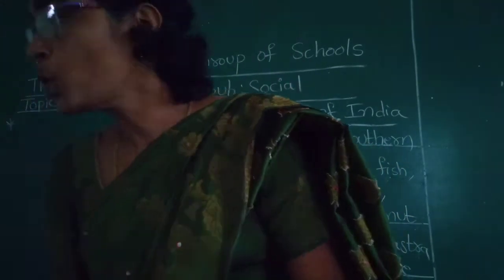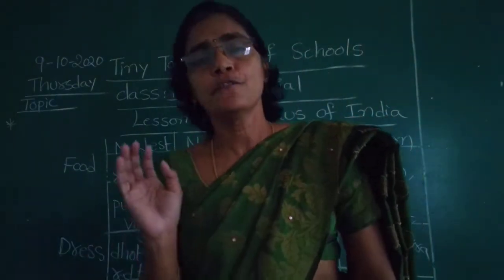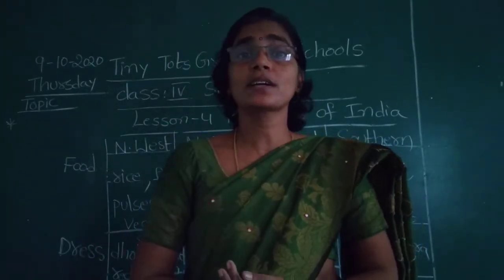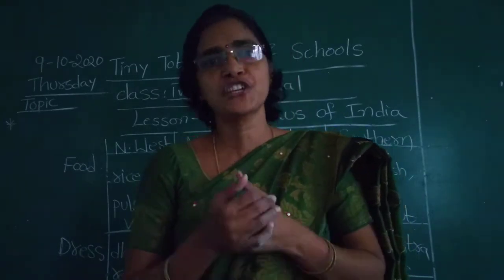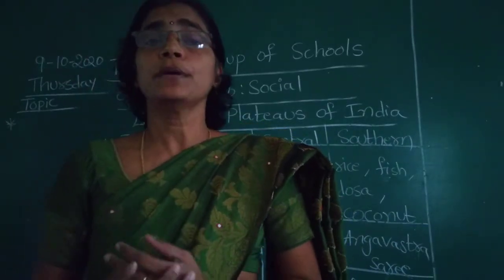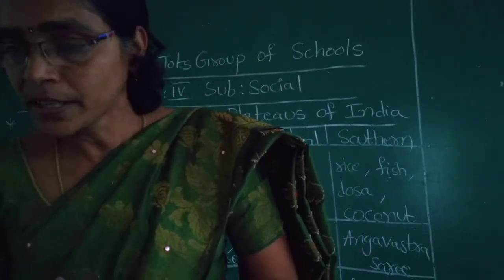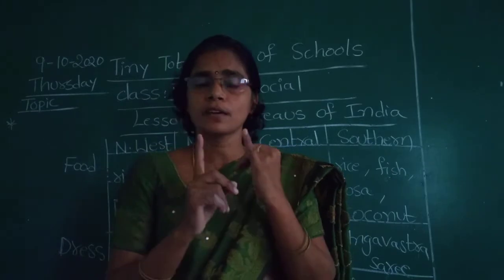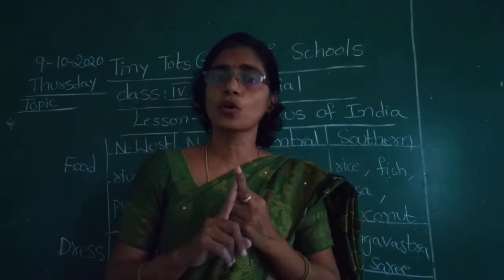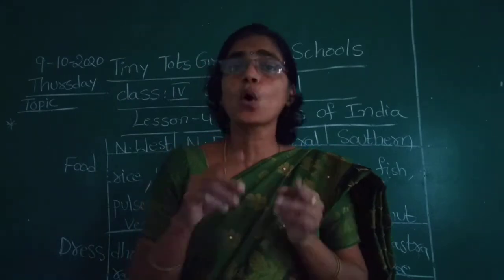And occupation. Mostly, Kerala people are depending upon fishing. Why? Because there are seas and canals on four sides. So that's why they are mostly depending upon fishing. Fishermen earn money through fishing. And in Andhra Pradesh, people are depending upon farming. And in Tamil Nadu also, people are depending upon farming. They are farming rice, paddy, wheat. Coconut is very famous in Kerala. And agriculture is the main occupation in these four states.